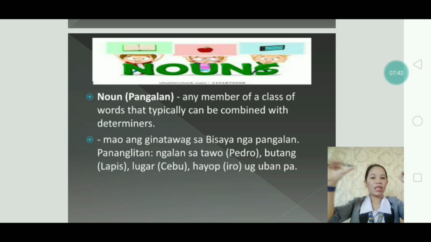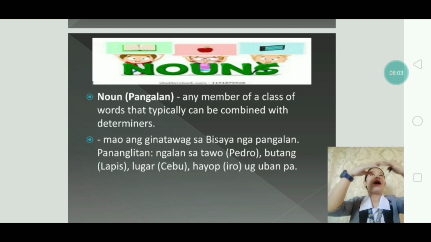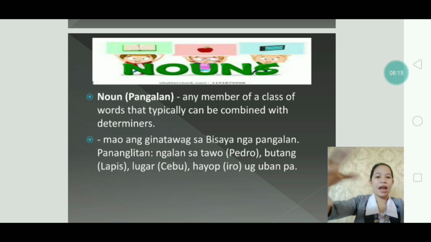Now, let's proceed. In Bisaya, mao ni ang gitawag sa Bisaya nga pangalan, no? Name. Pananglitan, for example, pangalan sa tawo, Pedro. Pangalan sa inyong instructor, kinsa man? Si Miss Hazel. Na butang, lapis, lugar, Cebu, hayop, iro, ug uban pa. Anything that is a determiner of your name. Anything, place, thing, places.